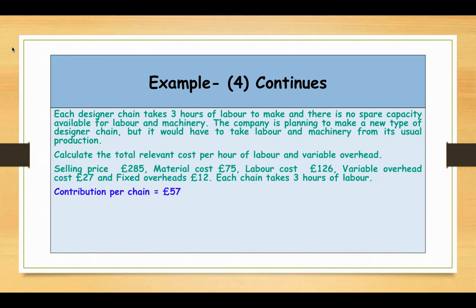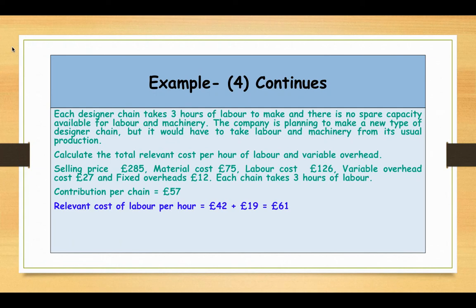So the selling price is 285. Take away all the variable costs, which is material cost of 75 plus the labor cost of 126 plus the variable overhead cost of 27. So if you take away all the variable cost, the contribution per chain is going to be £57, because selling price take away all the variable cost.